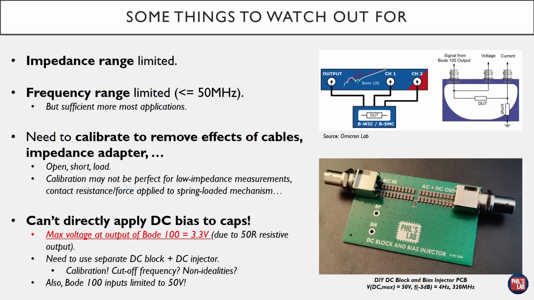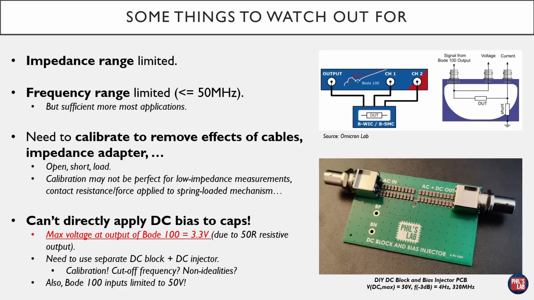Finally, before we actually get started with the measurement, here are some things to watch out for. Again, the impedance range is limited. Make sure you choose your measurement technique carefully. The frequency range is also limited, so we can pretty much go down all the way to DC, but we can only go up to 50 megahertz. If you're working on RF designs, a couple hundred megahertz, couple gigahertz, of course this might not be entirely suitable, but this frequency range is suitable for many power applications, many PCB applications.